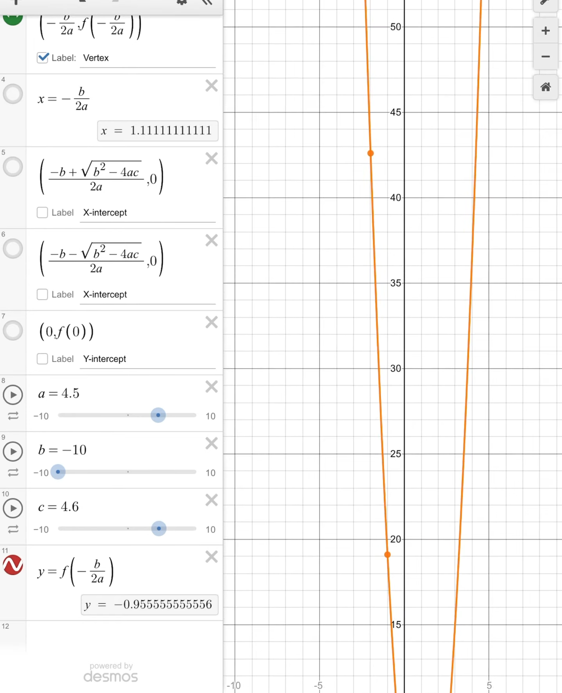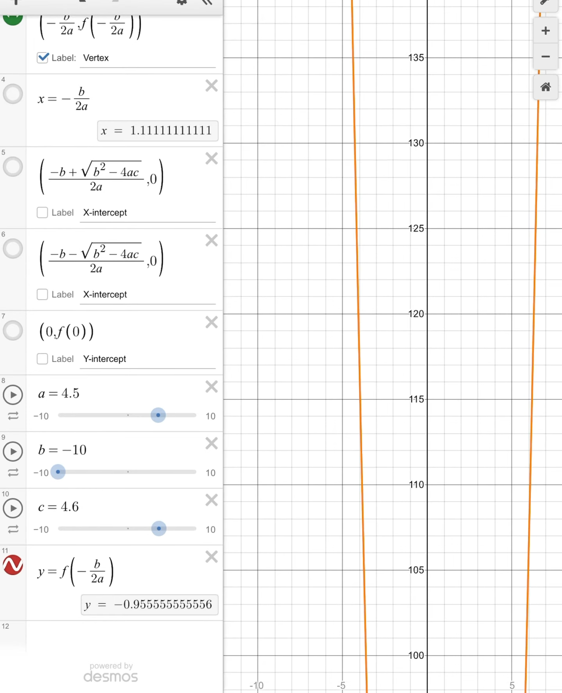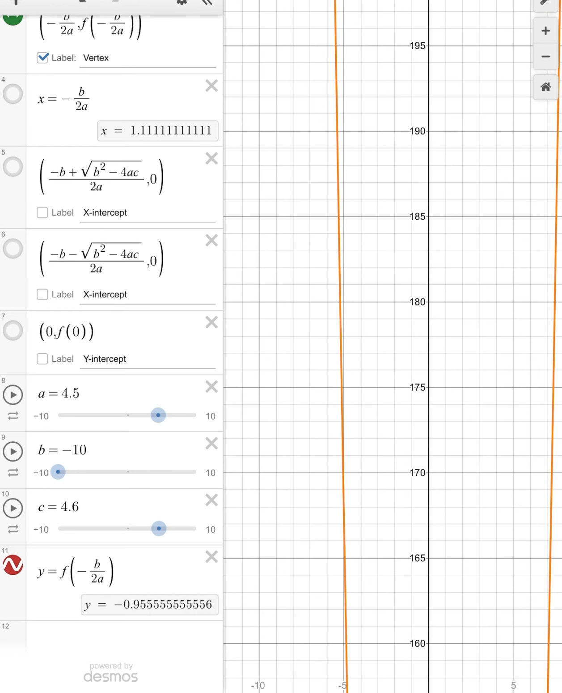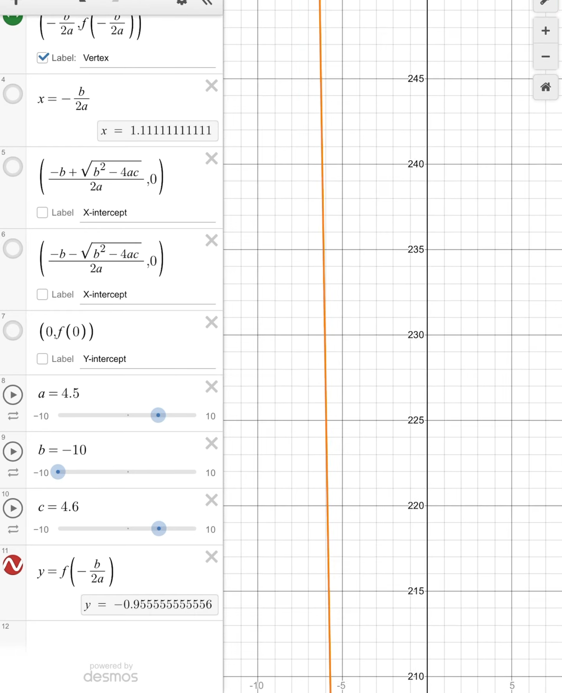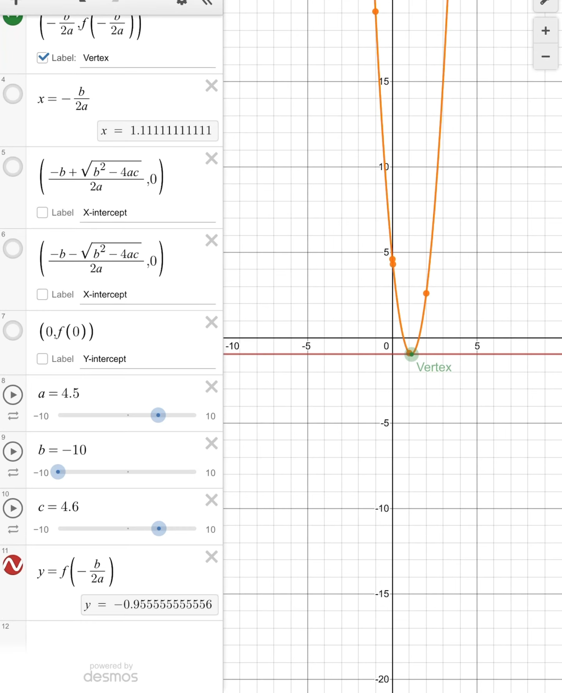But if I scroll up, I can scroll up forever and ever if I wanted to. I'm not sure that'd be a great use of our time, but I could. My y values go up into infinity, but they start right here at this vertex. So this is what happens when a parabola is opening upwards.